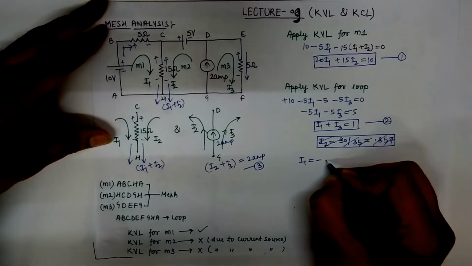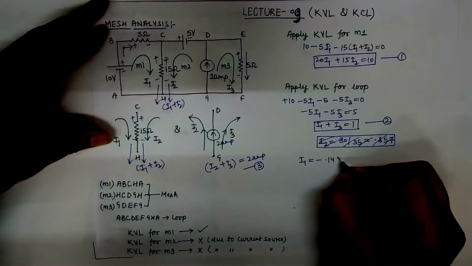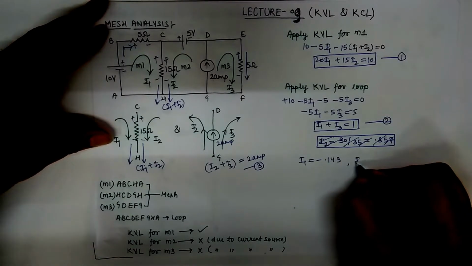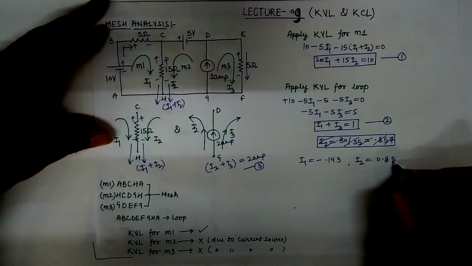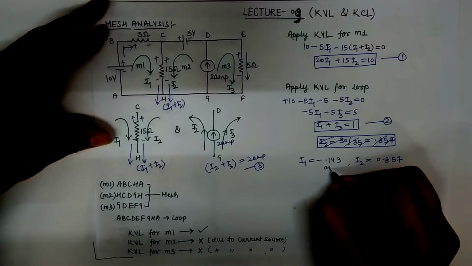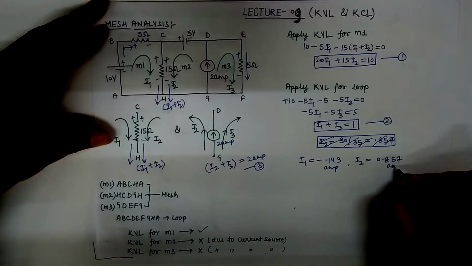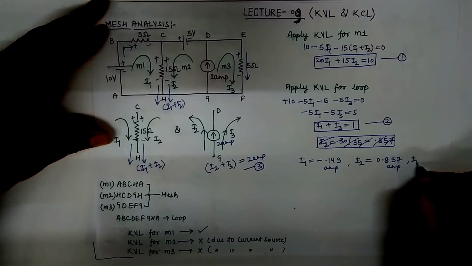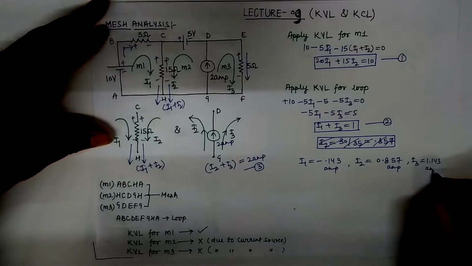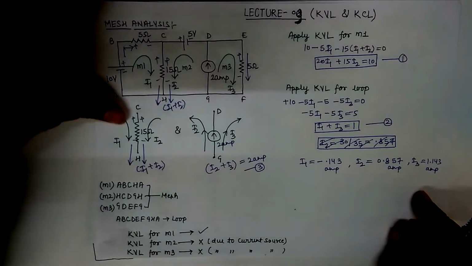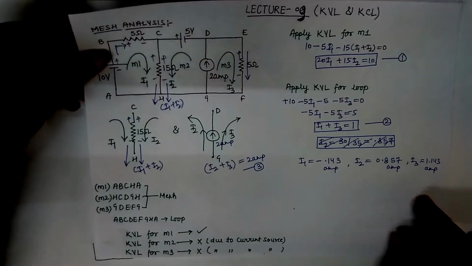I1 is equal to minus 0.143, I2 is equal to 0.857 ampere and I3 is equal to 1.143 ampere. So in this way we solve this question using mesh analysis.